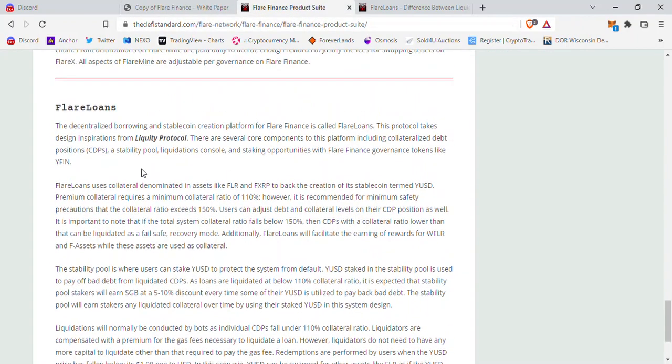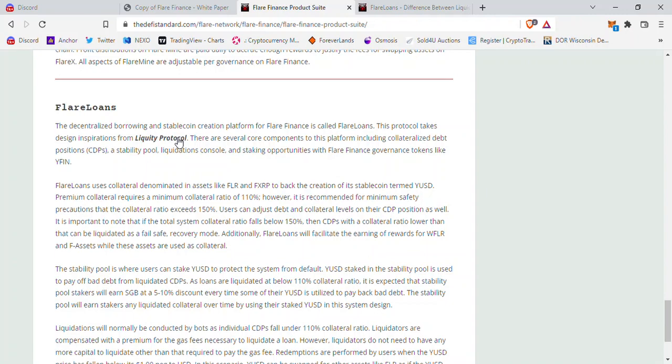So, FlareLoans, it is a decentralized borrowing and stablecoin creation platform for Flare Finance. And this protocol takes design and operation inspirations from Liquity protocol. Essentially, Liquity protocol is on Ethereum, and it is a zero interest borrowing platform, so you can take out a loan on there, get some liquidity, obviously collateralized, so you have to put some sort of asset down that is above the value that you want to take, and it's at 0% interest. This is also the case on ExFi if you've been utilizing that in the recent months.